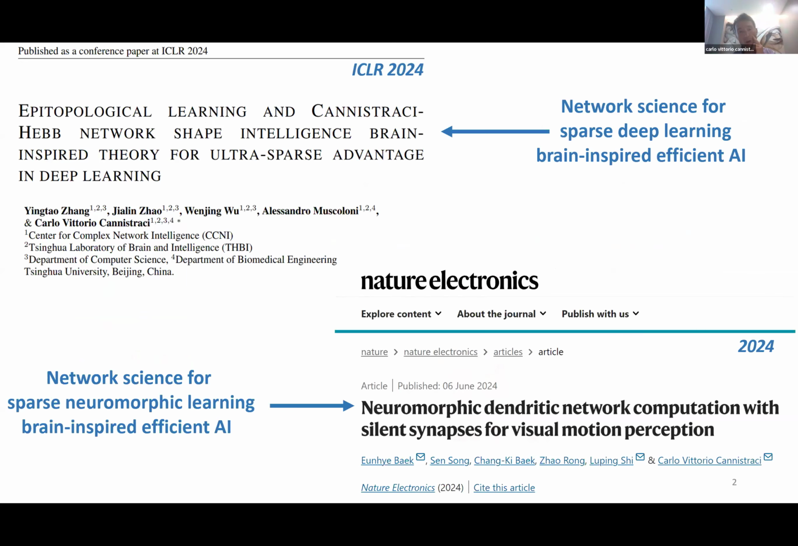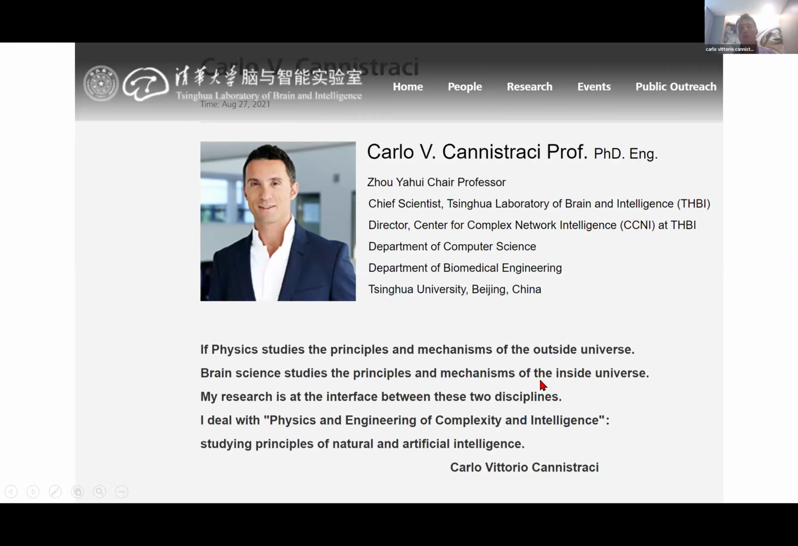So I will speak today about the content of these two articles. The first is an ICLR 2024 publication on network science for sparse deep learning and brain-inspired sparse efficient AI. The second is on network electronics for neuromorphic dendritic network computation with silent synapses for visual motion perception, and this is network science for sparse neuromorphic learning, brain-inspired sparse efficient AI. But for reasons of time, I will concentrate on the first part, and in the second part, I will give you just some hints.